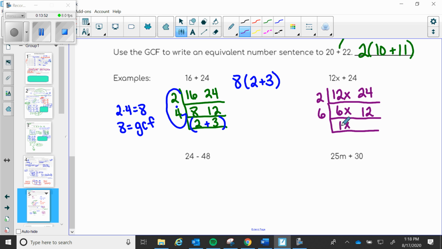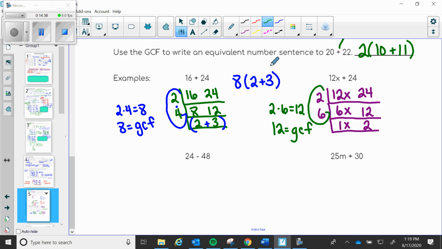1x is actually the same thing as just x, okay? So I wrote 1x this time just to make sure we know that 6 divided by 6 is 1. But typically, all you would have to write down is x if it would give you a 1 in front of it. 12 divided by 6 is 2, and we cannot go any further than that, so we're going to stop. Now we find our GCF. 2 times 6 is 12, so 12 equals our GCF.